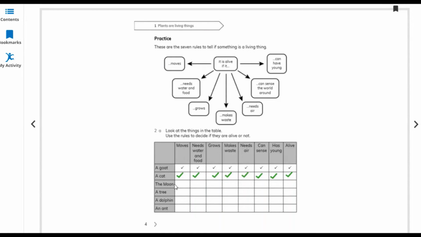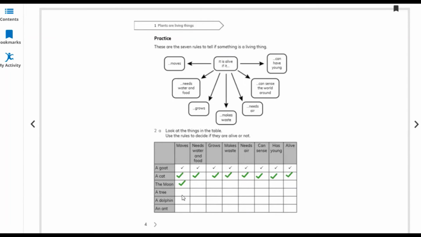Alive? Obviously alive. The moon. The moon can move? Yes, you can say move. Okay, needs water and food? No. So skip it or make a cross. After this, grow? No. Make waste? No. Need air? Have senses? Has young? Alive? No, not alive. So for this one, all cross or skip it like this.